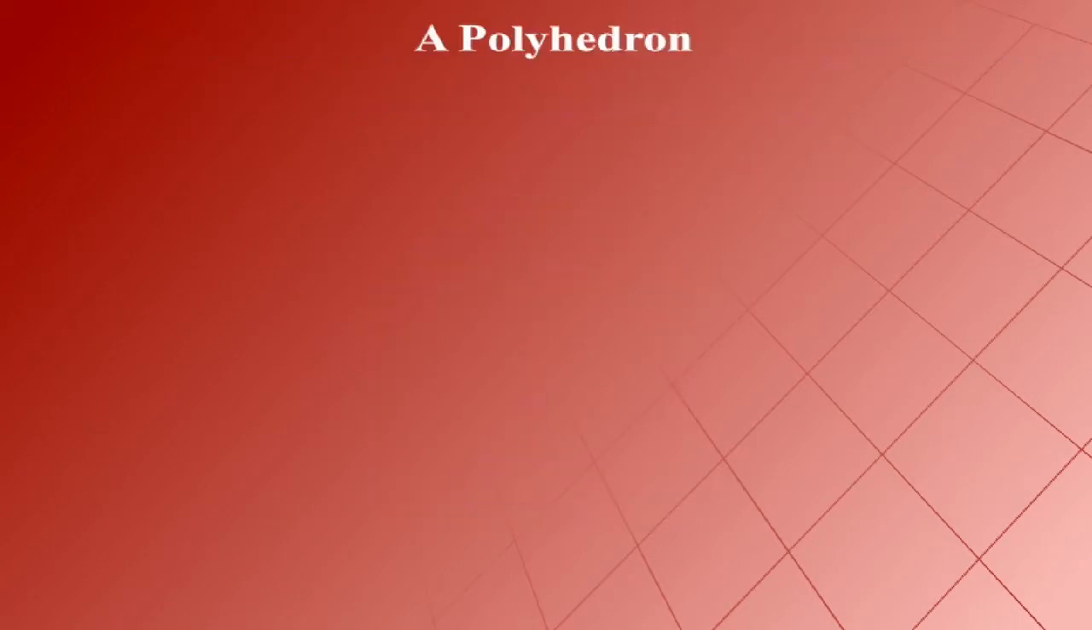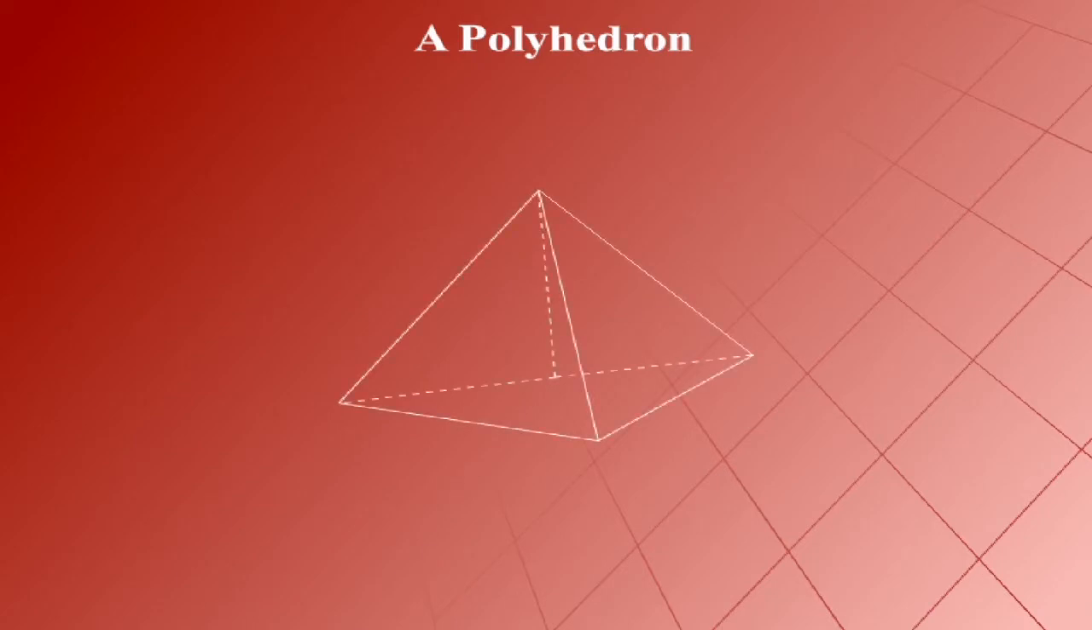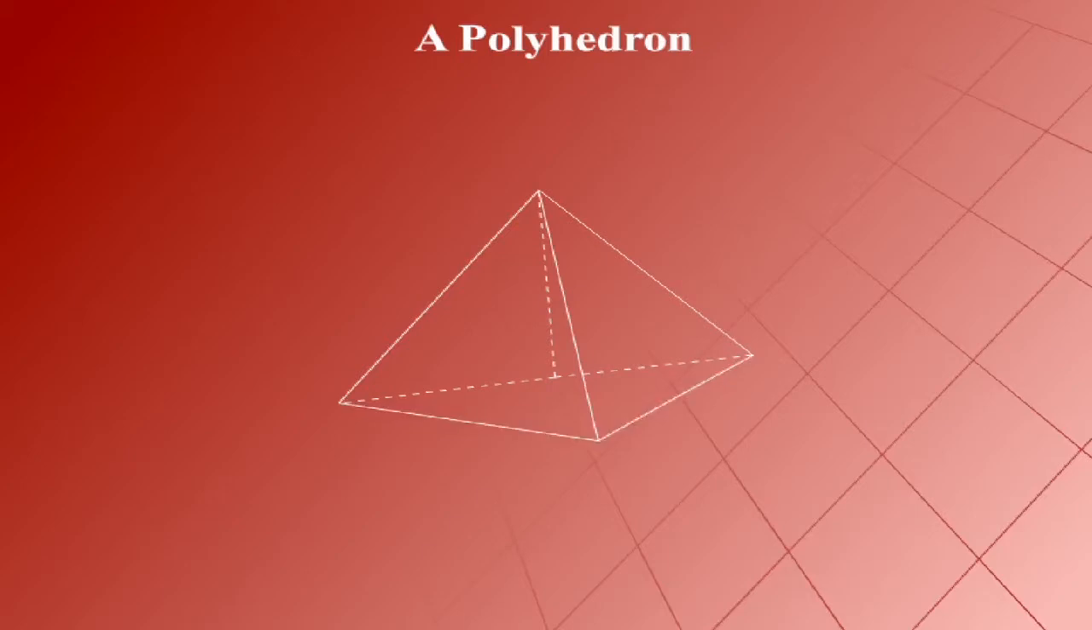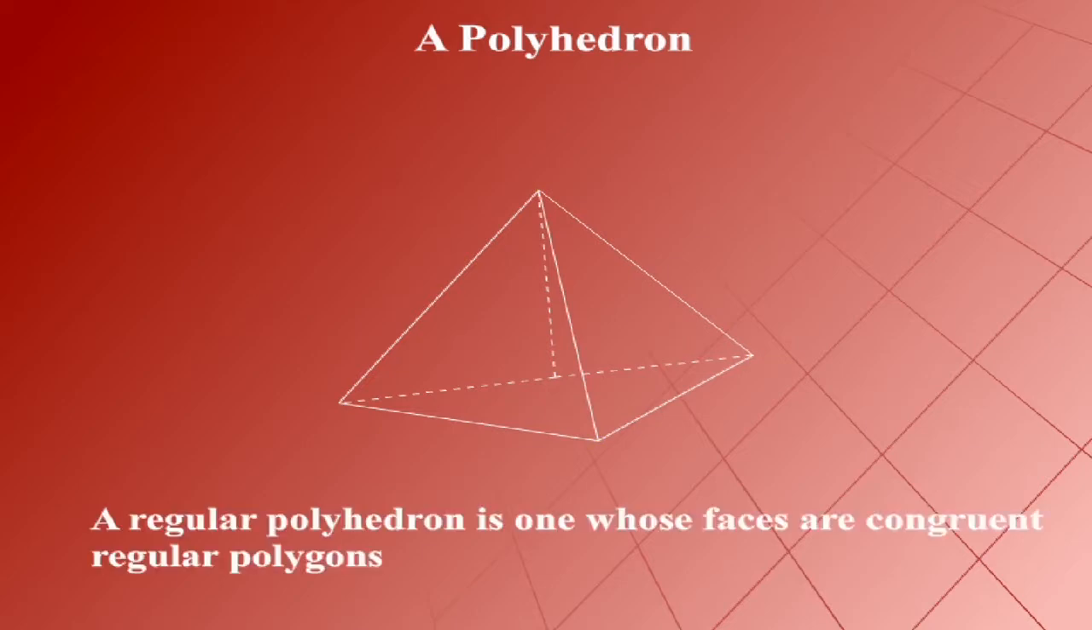A polyhedron. A polyhedron is a surface bounded by planes. The bounded planes are called the faces of the polyhedron. The intersections of the faces are called the edges, and the intersections of the edges are called the vertices of the polyhedron. A regular polyhedron is one whose faces are congruent regular polygons.